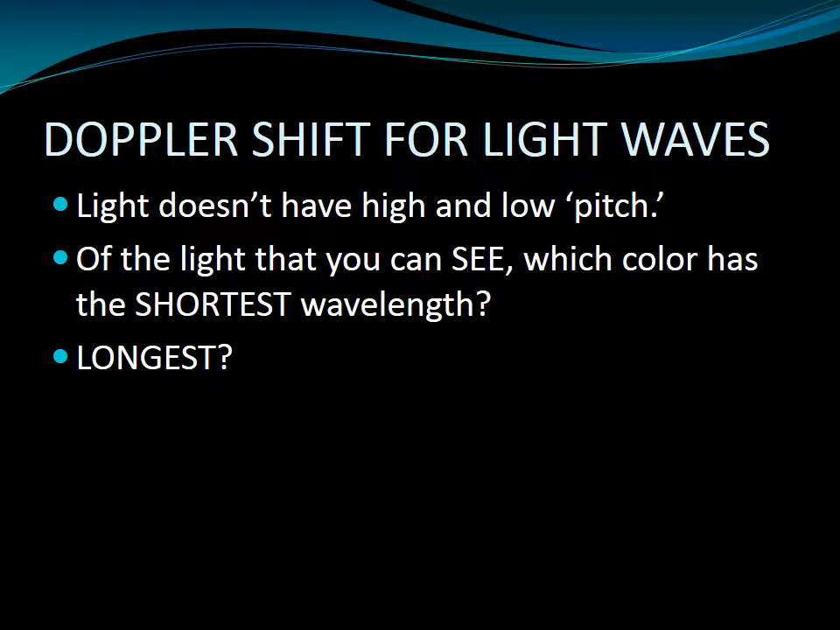With sound waves, something that's got shorter wavelengths sounds like it's a higher pitch, and something that's got longer wavelengths has a lower pitch. And so you get the sound with the high pitch going down to the low pitch as the thing passes you. But light doesn't have a high pitch and a low pitch. What it does have, though, is wavelengths. So of the light that you can see, which color has the shortest wavelength? And which color has the longest wavelength of the light that you can see?